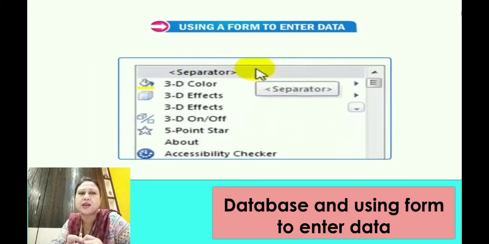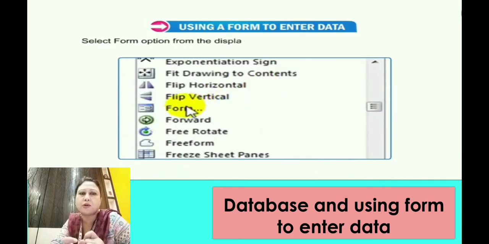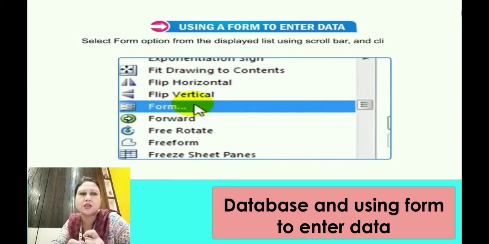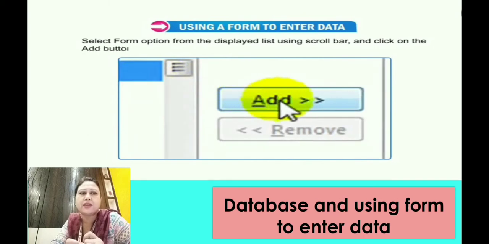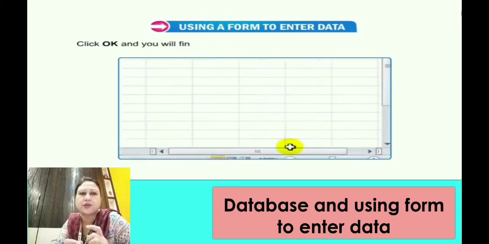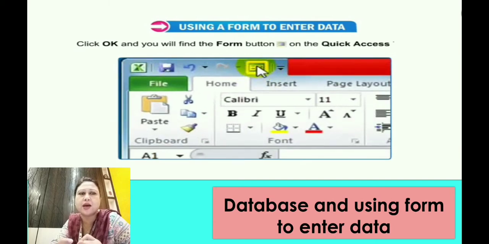As we click on Commands Not in the Ribbon and scroll down, we will find the Form option there. We select the Form option from the displayed list using the scroll bar, and then click on the Add button. Lastly we click on OK, and you will find that the Form button will appear on the Quick Access Toolbar. That is the form option icon. As you click on this form option, accordingly you can enter data in the database.